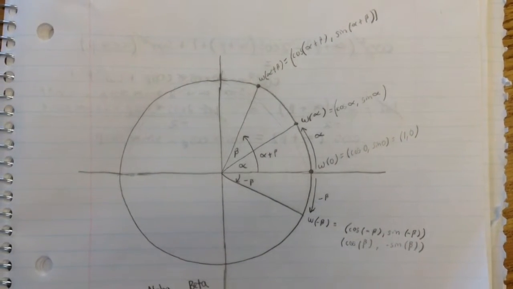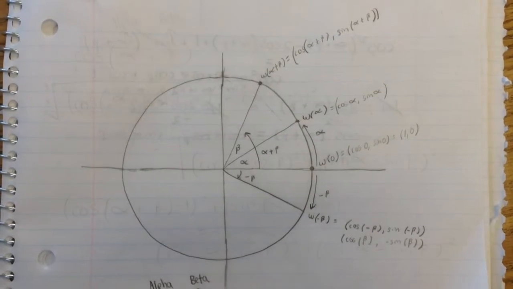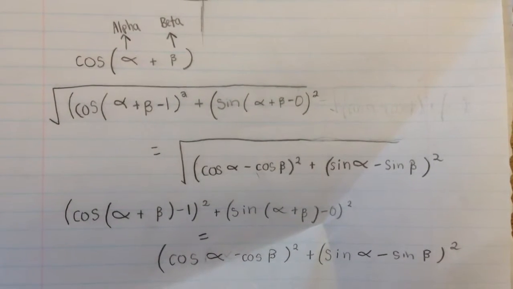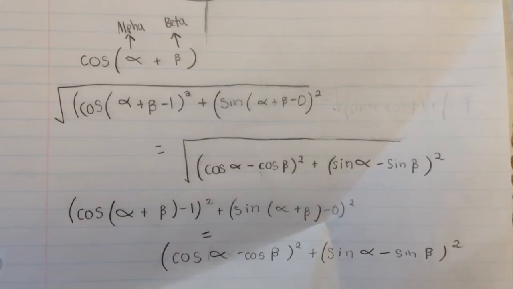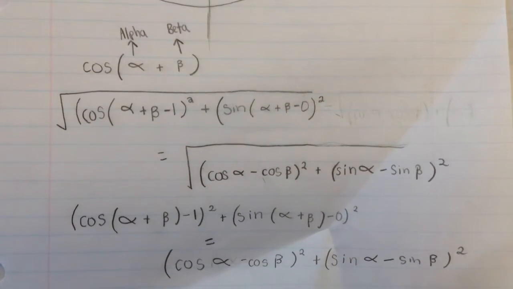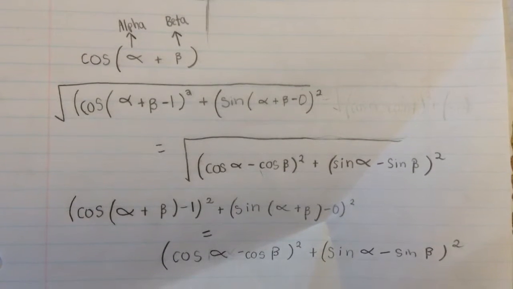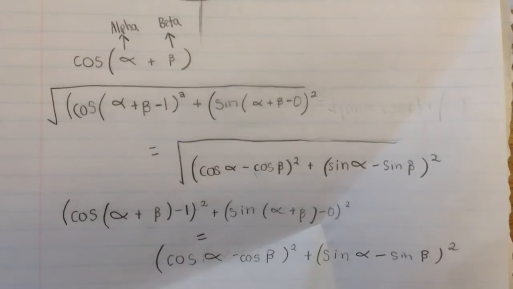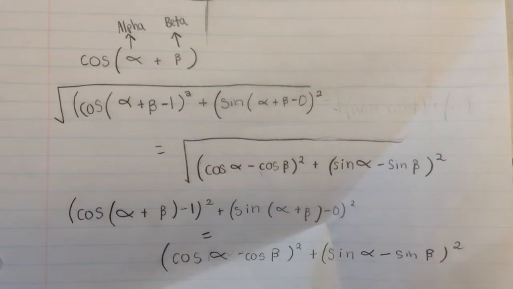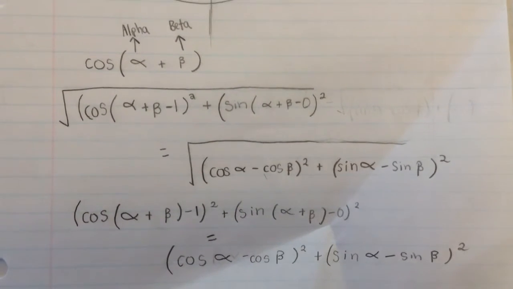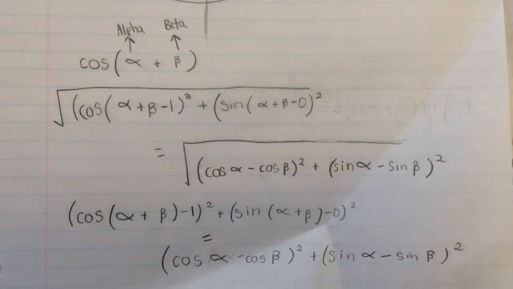Using the wrapping function, we can find out each of the specific points and then plug it into our distance formula. Our distance formula is the square root of cosine alpha plus beta minus 1 squared plus the sine of alpha plus beta minus 0 squared, equal to the square root of cosine alpha minus cosine beta squared plus sine alpha minus sine beta squared.